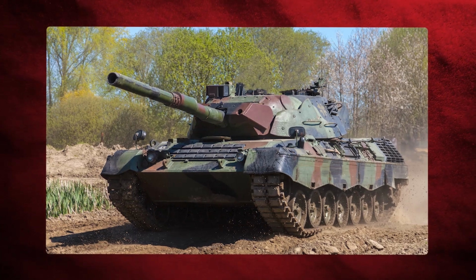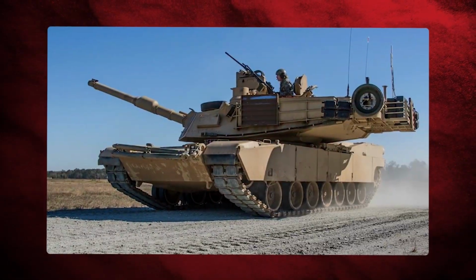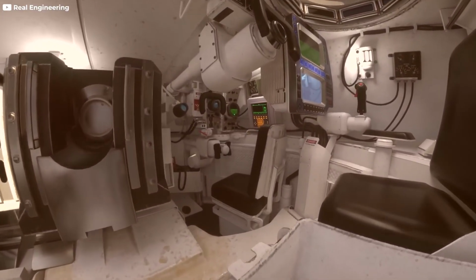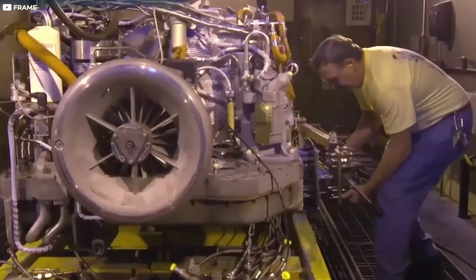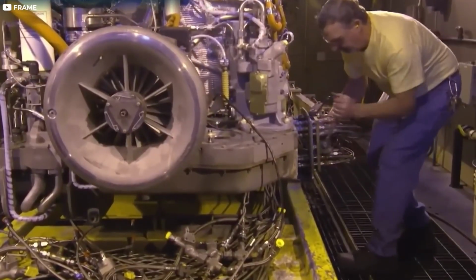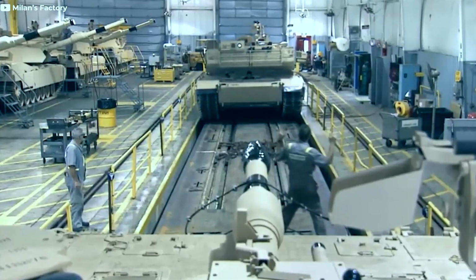The production of military tanks is a testament to human ingenuity and engineering prowess. From the meticulous design process to the rigorous testing and deployment, each stage of the process is essential in creating a machine capable of meeting the demands of modern warfare.